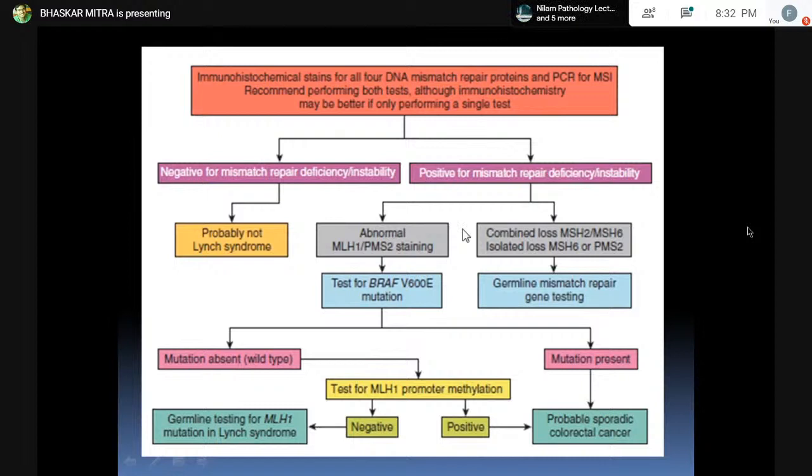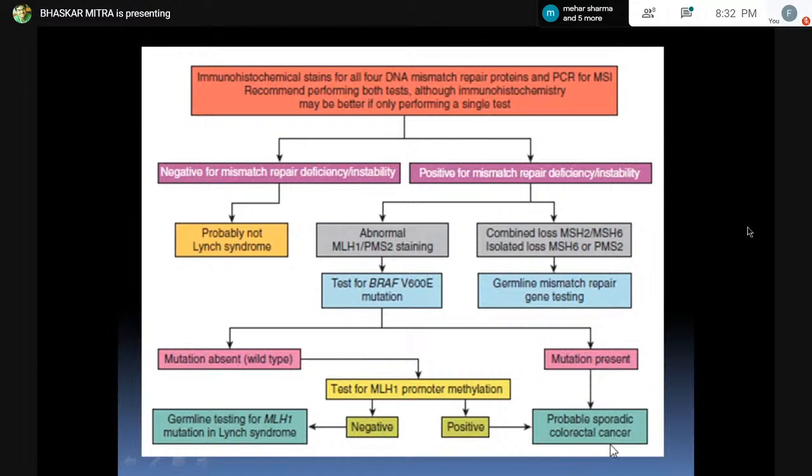If it is abnormal MLH1 or PMS2, other MSI group, that is MSH2, MSH6, if it is there, there may be a germline mutation, this may be the germline Lynch group. Or if it is there, then we go for the BRAF mutation. If it is mutational type, this is probably sporadic type.